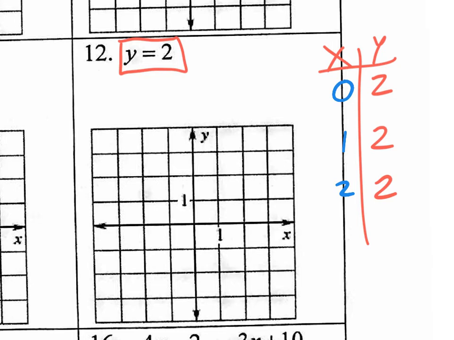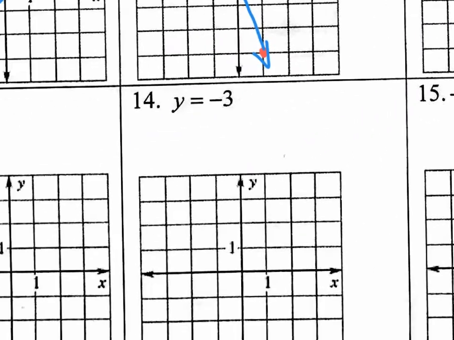So if we actually graphed our first coordinate (0, 2), second coordinate (1, 2), third coordinate (2, 2), it is obvious that we get a perfectly flat, horizontal line going through the y-axis at the value of 2. And that was our shortcut from last week's notes. If you have y equals a number, you go to the y-axis, you go to that number, and you draw a horizontal line through it.